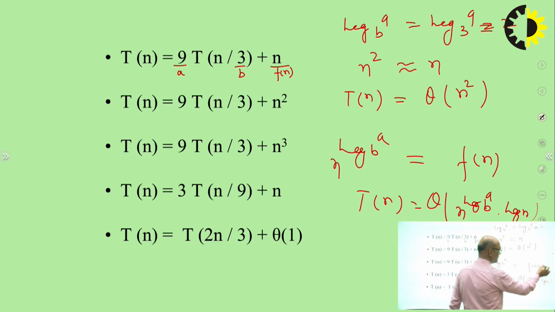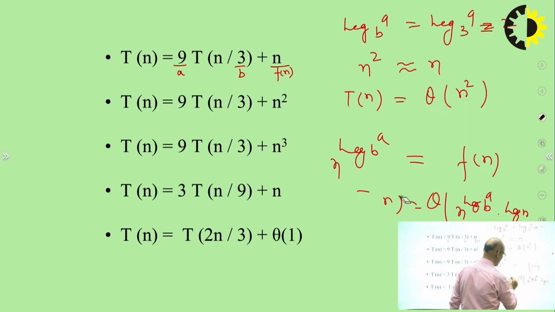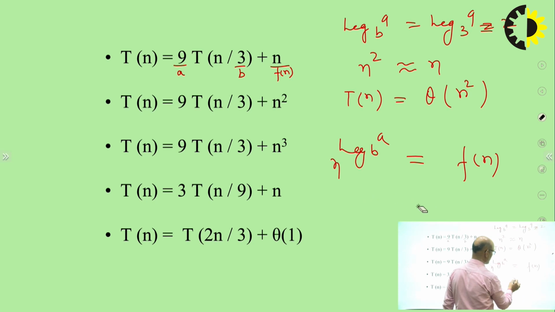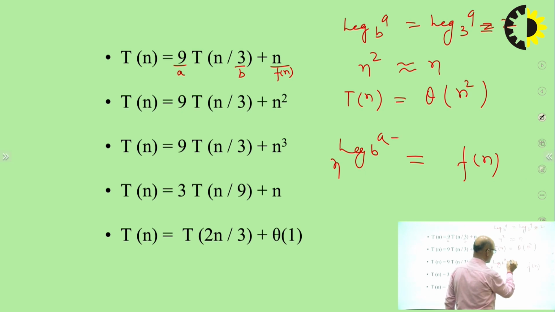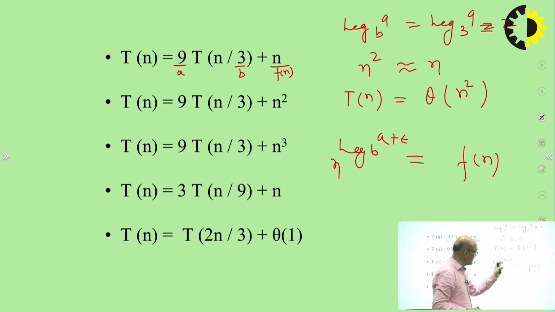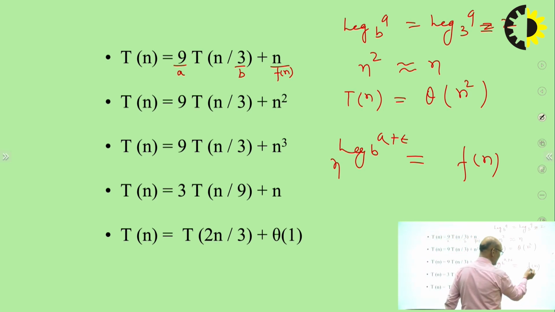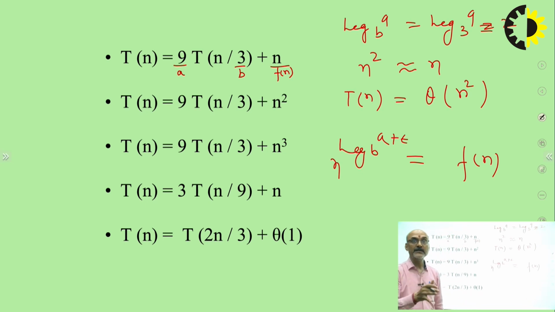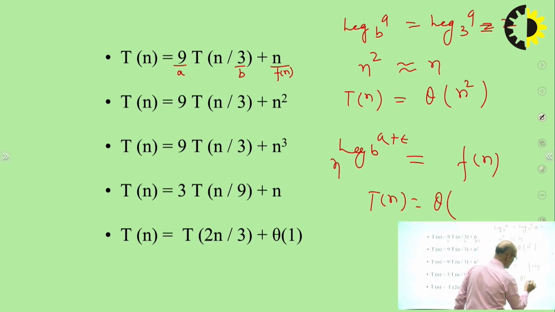And the third case, I am just quoting here. Suppose a very small positive quantity is added here. This equation reflects that f(n) is a little more than n to the power log of a base b. Then f(n) is influencing much more than the recursive part. Then T(n) is equal to theta of f(n).